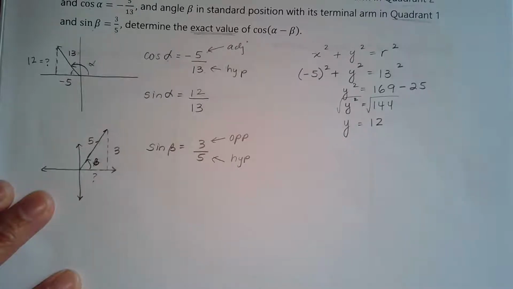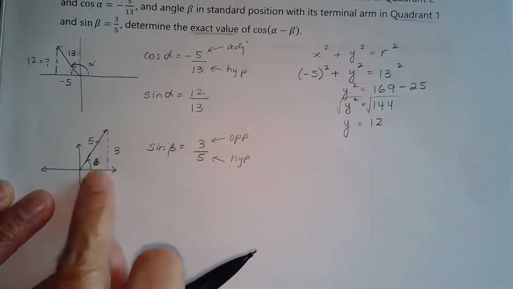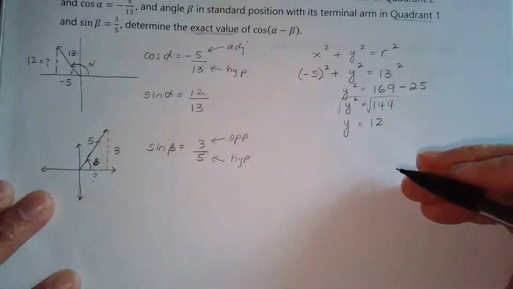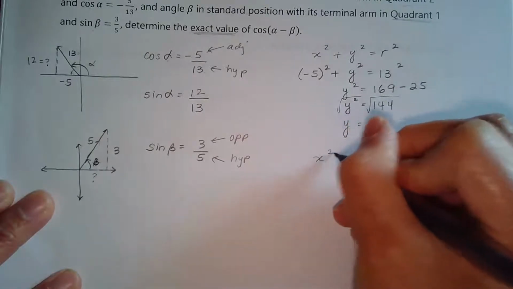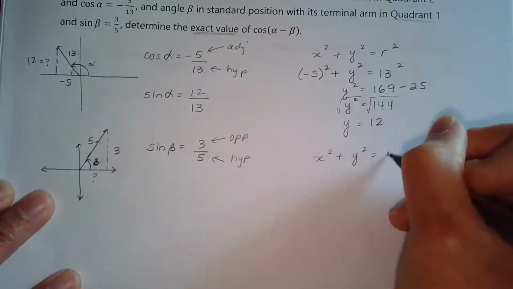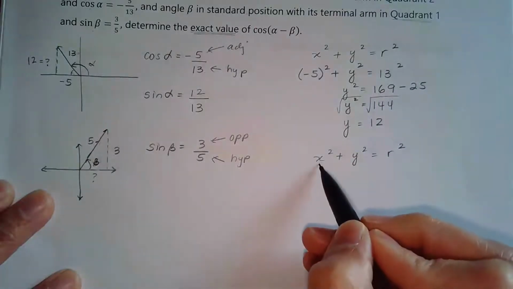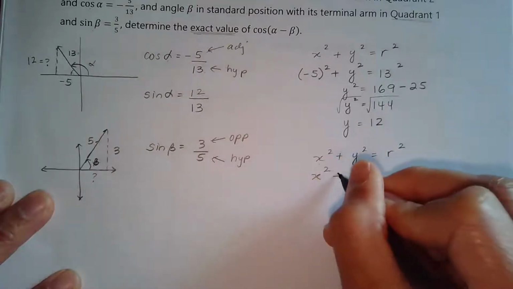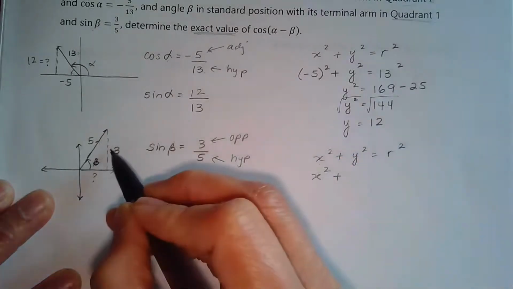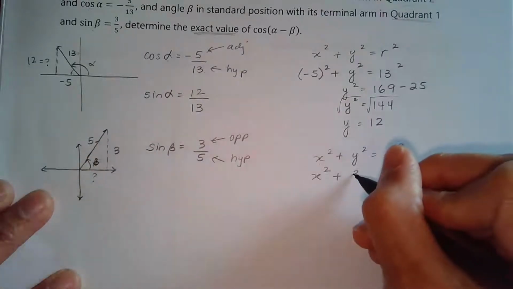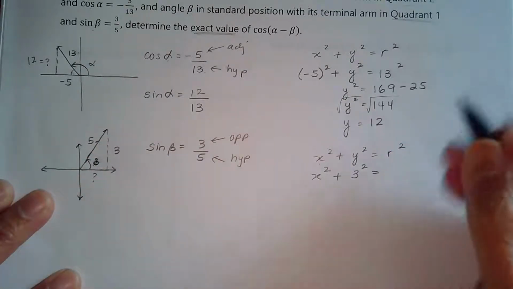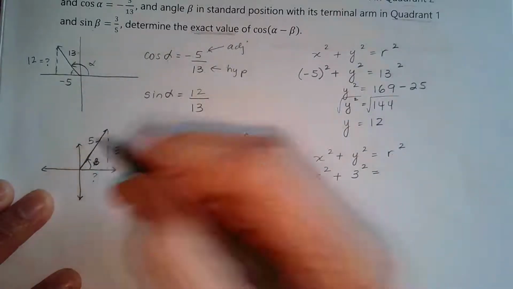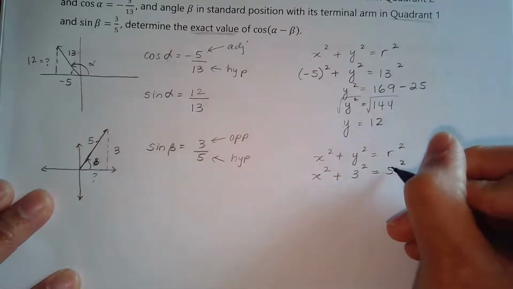So let's do that. How can we find that piece? The x value. Okay, well, we're going to use the Pythagorean theorem again. x squared plus y squared equals r squared. We don't know x, so we're just going to go x squared plus y squared. So y is 3, that's 3 squared, equals r squared. R is the radius. That's going to be 5, so 5 squared.